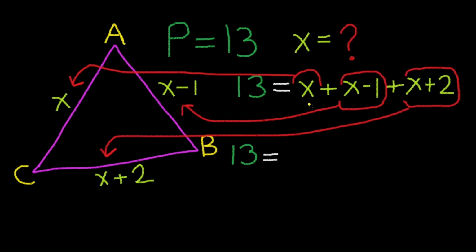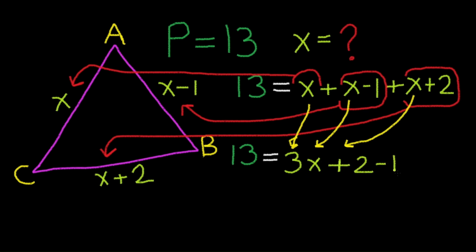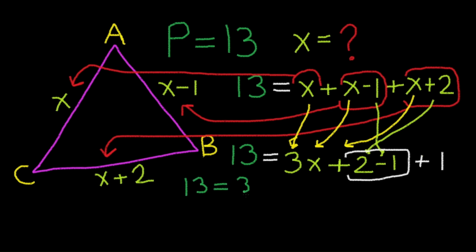So we have 1, 2, and 3 x's here. So let's write down 3x, because we can add like terms together. Plus 2, minus 1. So we brought these numbers over here. And let's make it quick. 2 minus 1 is plus 1. So we have 13 equals 3x plus 1.